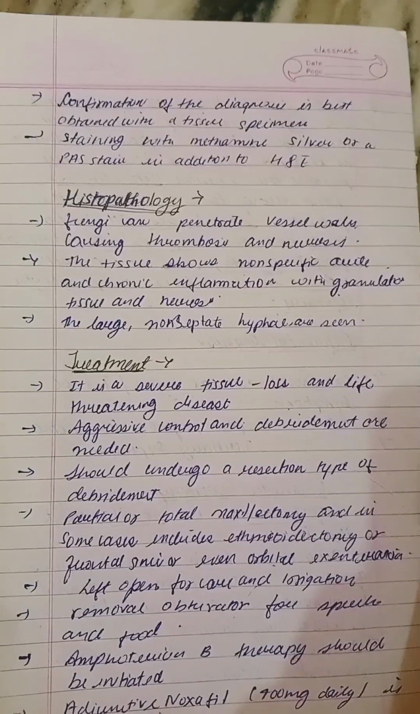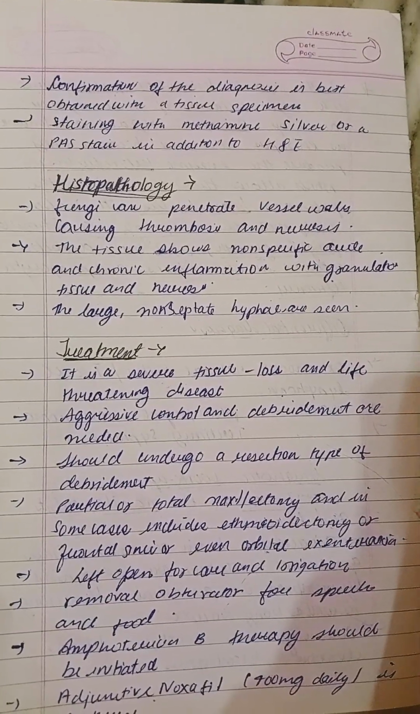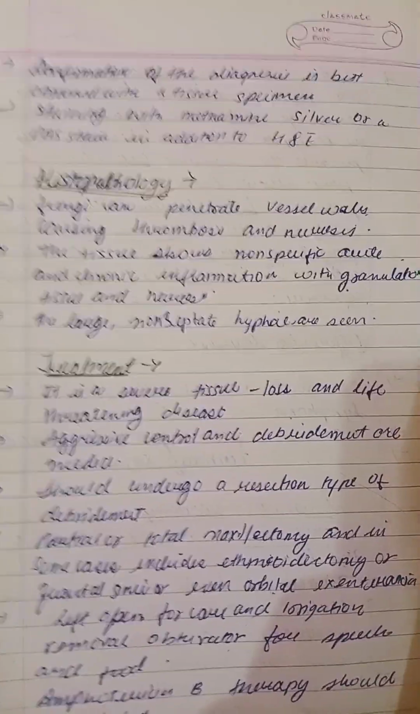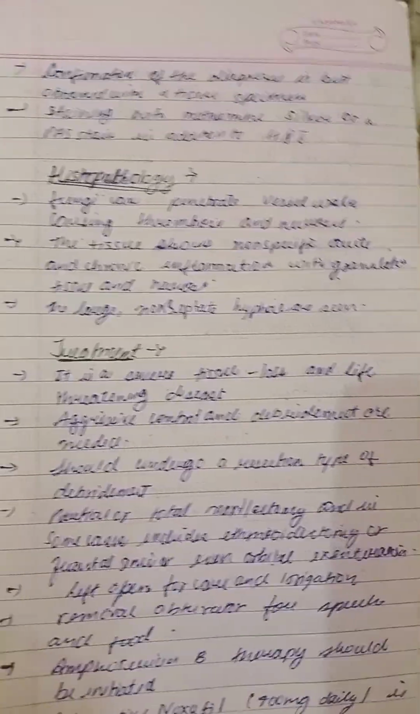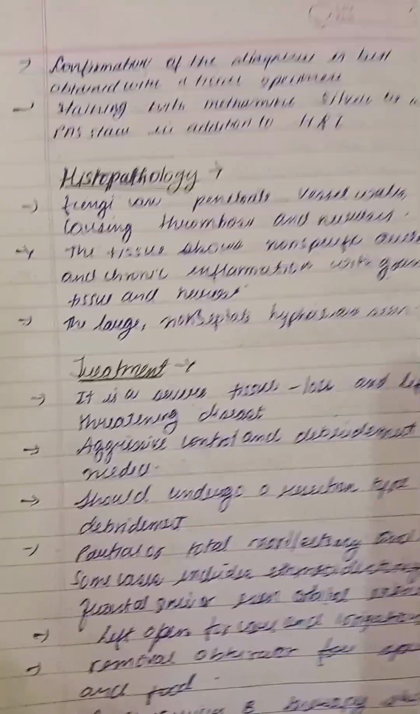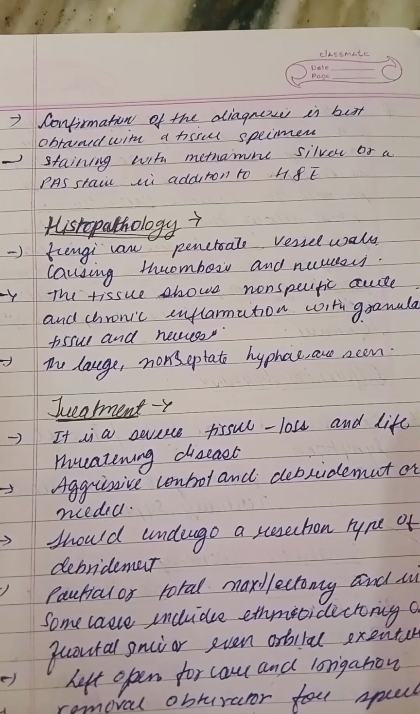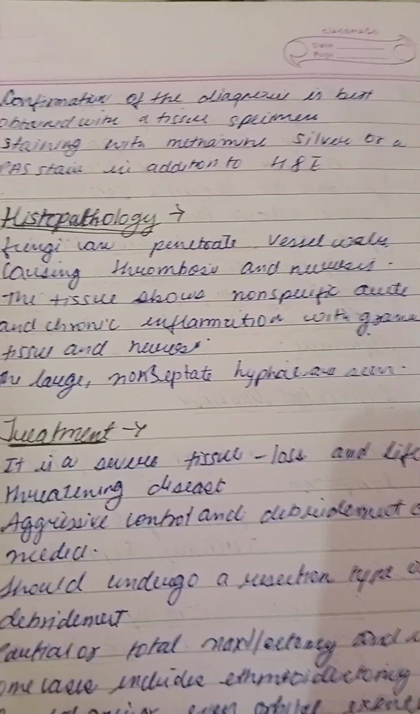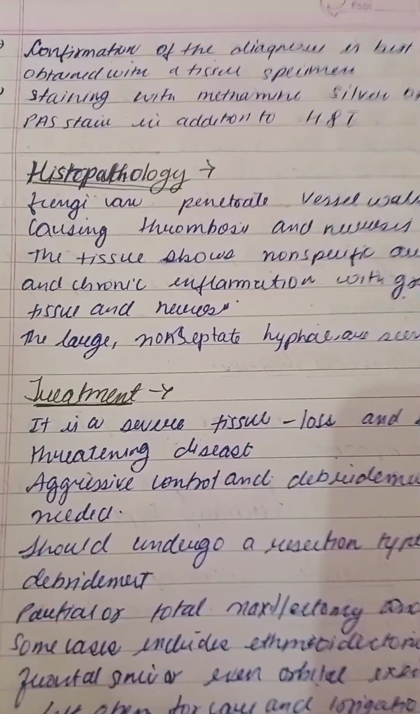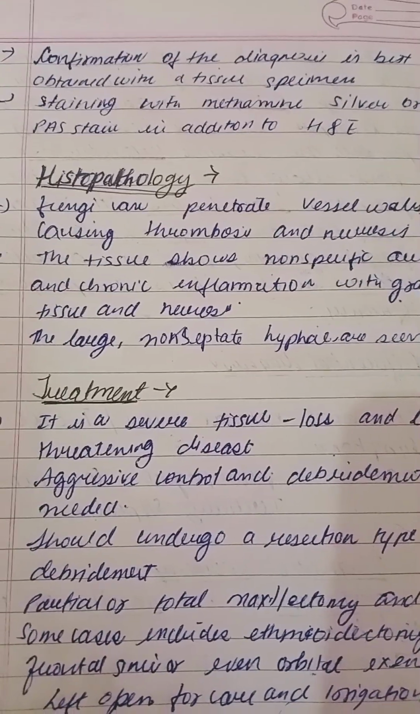Now, confirmation of the diagnosis is best obtained with a tissue specimen. We take the tissue specimen from the junction of necrotic and non-necrotic tissue, and it will confirm the diagnosis. Now staining it with methenamine silver or PAS stain in addition to H&E. So we use these three stains for the staining of the tissue specimen.